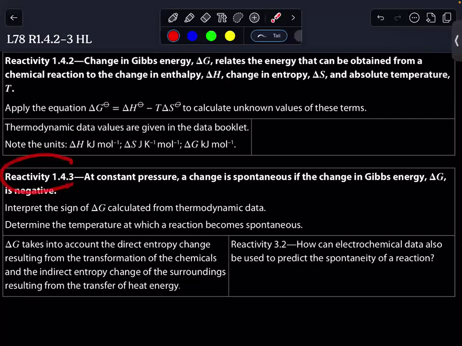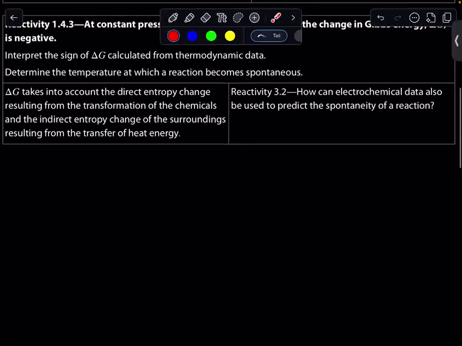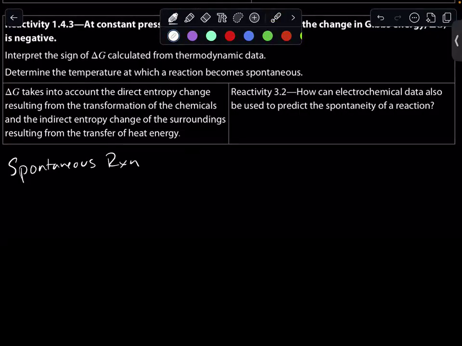Furthermore, in reactivity 1.4.3, we're going to talk about how at constant pressure, a change is spontaneous if the change in Gibbs energy, delta G, is negative. So spontaneous reactions happen at negative delta G. We'll be able to interpret the sign of delta G from thermodynamic data and determine the temperature at which a reaction becomes spontaneous. With that said, let's begin by talking about what spontaneity, or a spontaneous reaction, is.